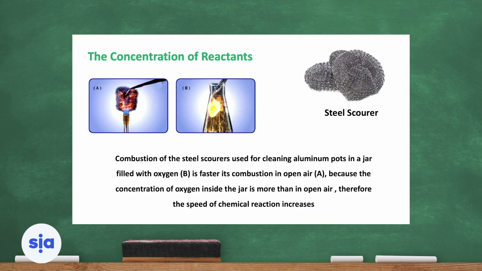So, the combustion of the steel scourer in the open air will be slower than inside the jar, like in picture B, because the concentration of oxygen inside the jar is more than in open air. Therefore, the speed of chemical reaction increases.